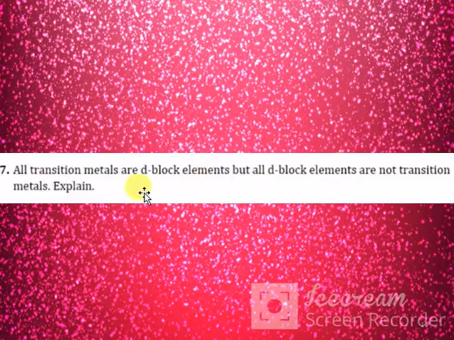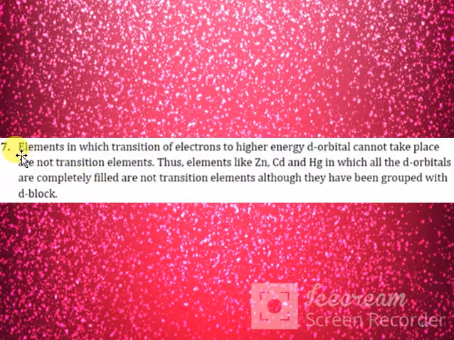Next, all transition metals are d block elements, but all d block elements are not transition metals. Explain. Answer is, elements in which transition of electrons to higher energy d orbitals cannot take place are not transition elements. Thus, elements like zinc, cadmium, mercury, Zn, Cd and Hg, in which all the d orbitals are completely filled, are not transition elements, although they have been grouped with the d block.